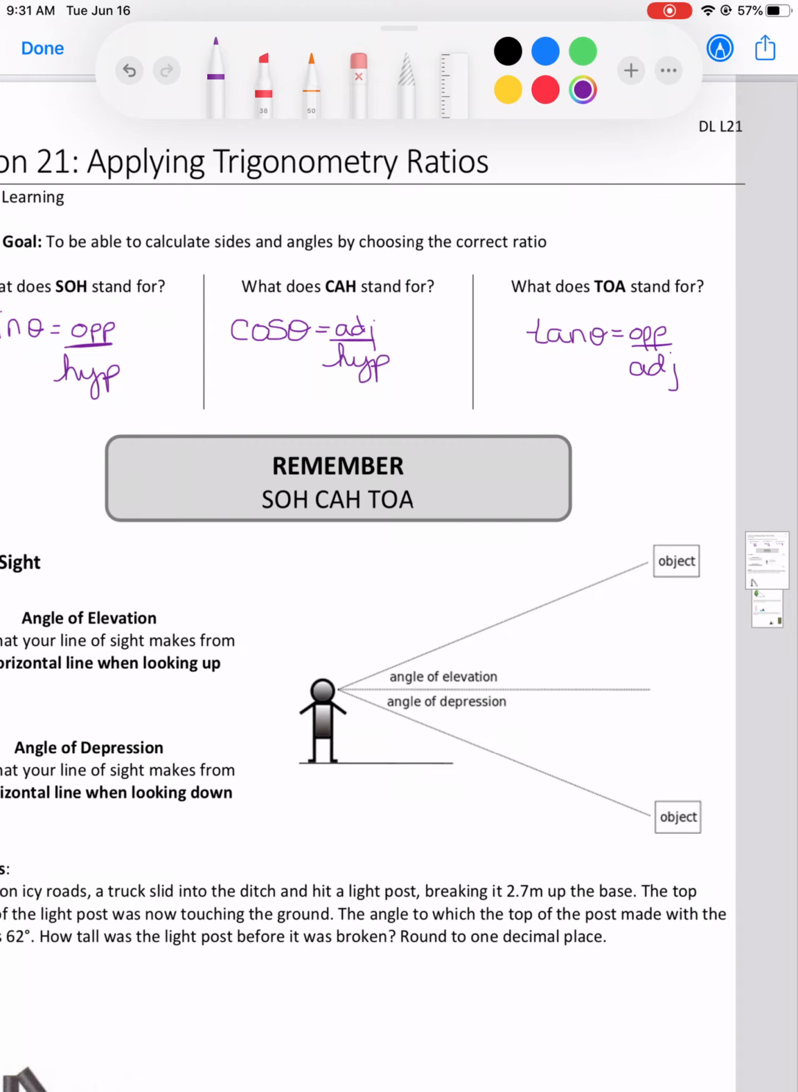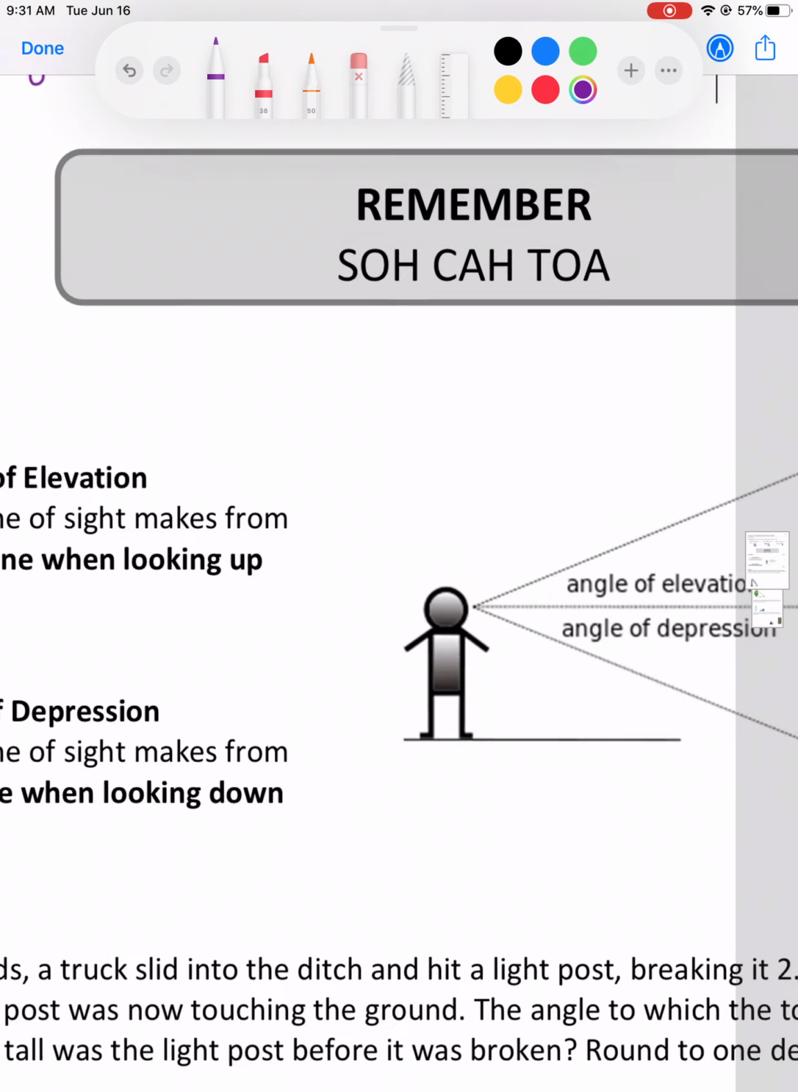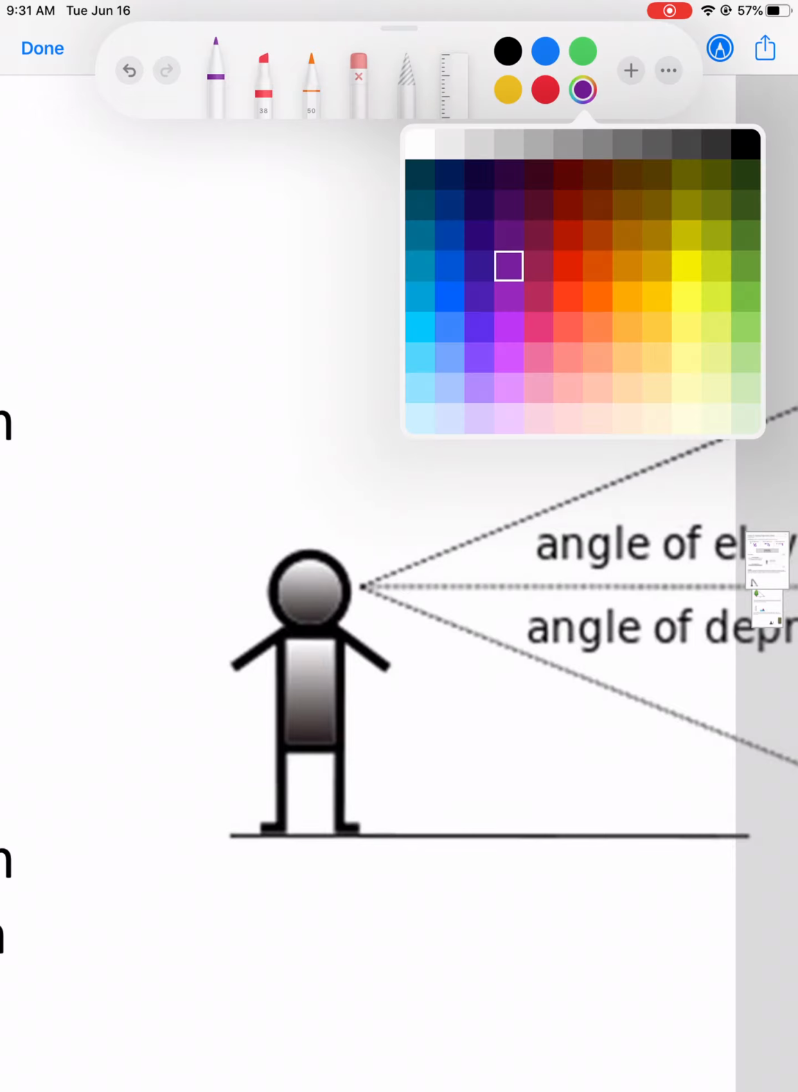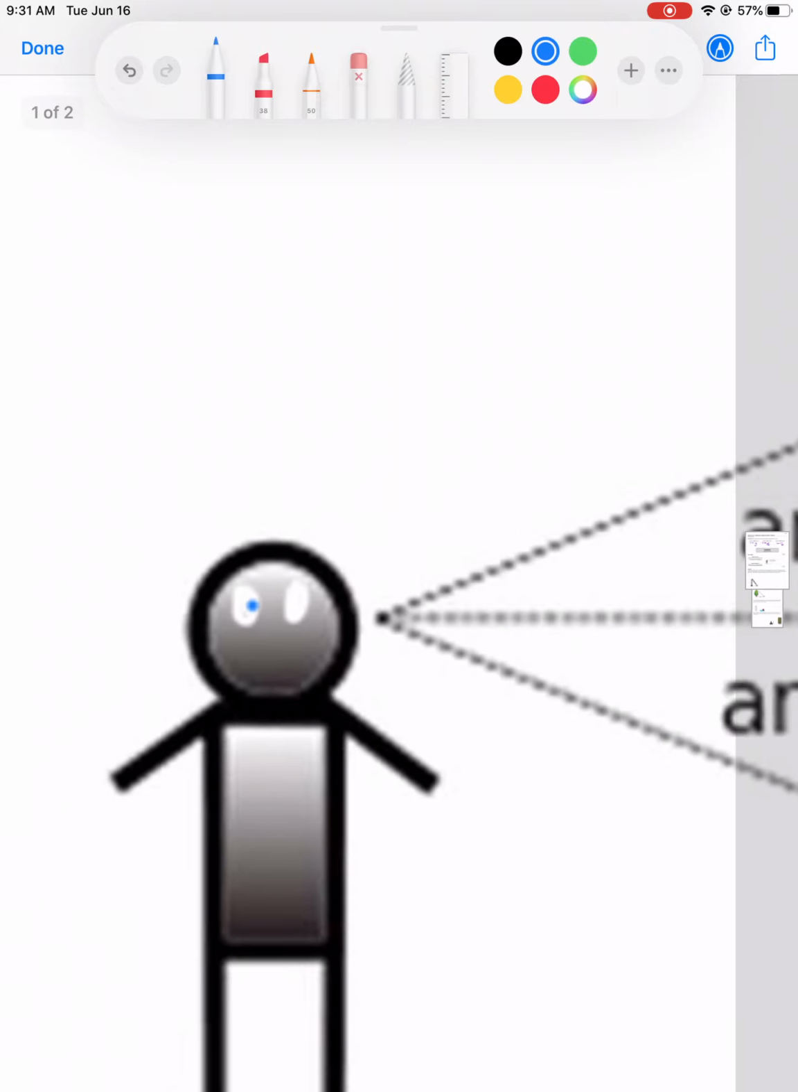Okay, so line of sight. This thing's new. This is our line of sight. Pretend this is going to look a little creepy, but that's okay. These are his eyes right here. Let's pretend he has blue eyes. Actually, I'm going to change the direction of his eyes. There we go. So he's looking this way. This is the line of sight right there.